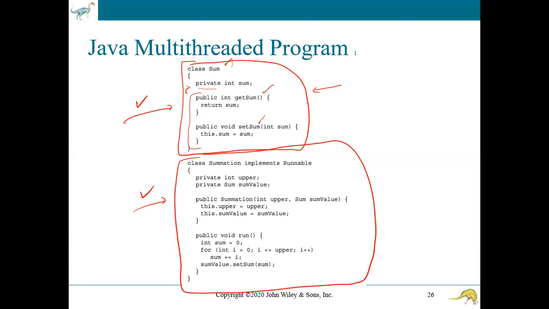Okay, all right. I want you to see one thing. What is it? This class, the Summation class. There is a keyword here, implements. Whenever you use the keyword implements, it is an interface. Whenever you see the keyword extends, it is inheritance.